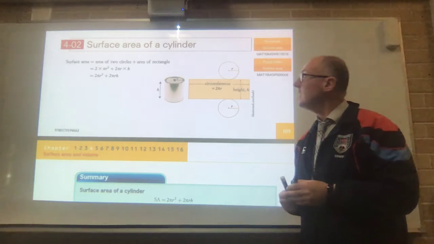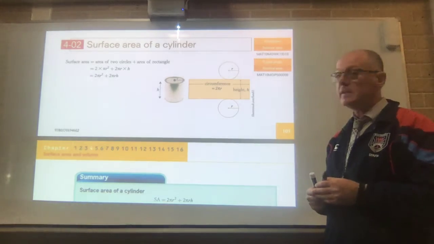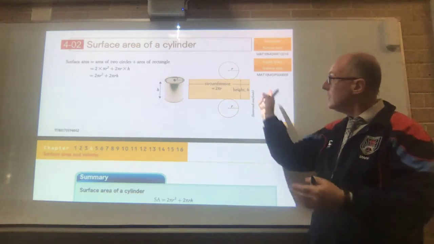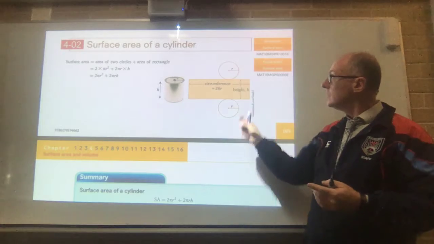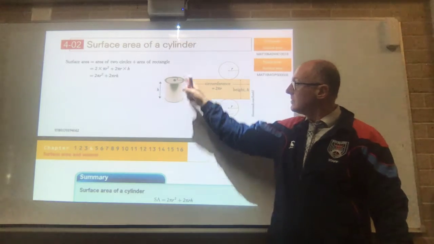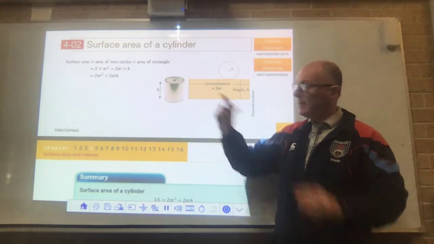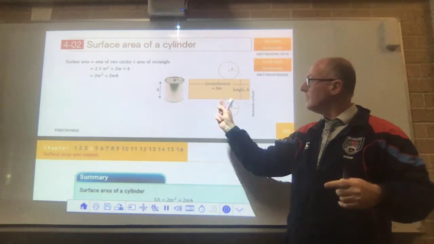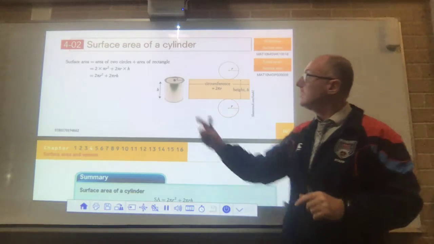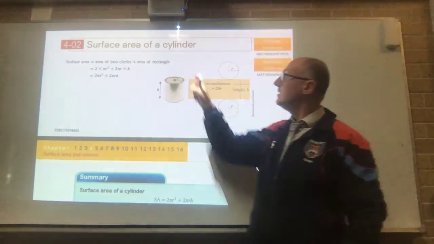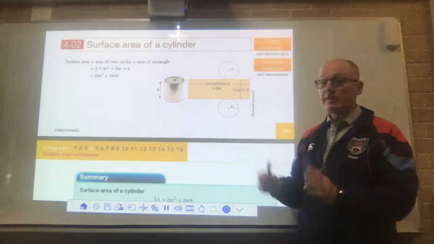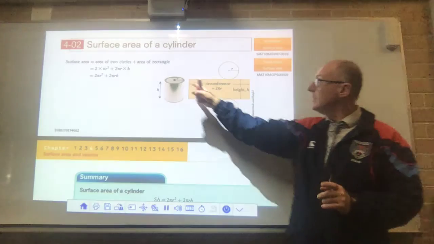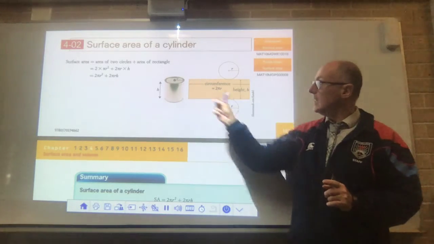With the surface area of a cylinder, we know that if you open up a cylinder, you'd have a rectangle and two circles. So a circle at the top, a circle at the bottom, and this part here, what we call the curved surface, if you open it up, you would have a rectangle. So a cylinder has three surfaces: a circle at the top, a circle at the bottom, and a rectangle.